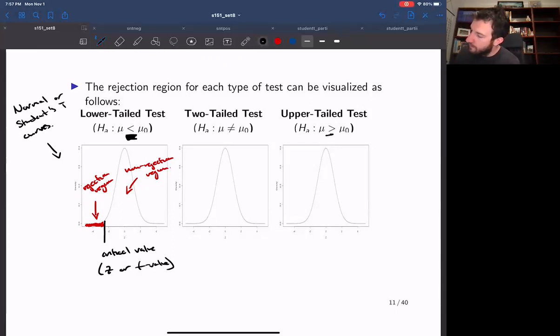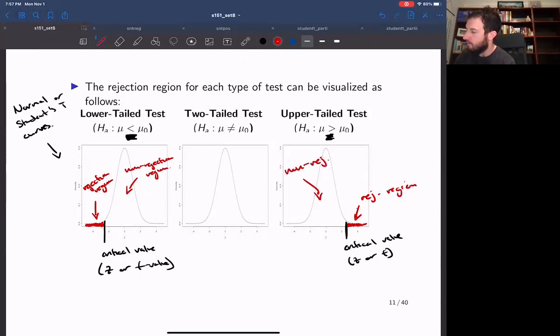Okay, we'll do the upper tail test next. The upper tail test is just the reverse of the lower tail test. So now we're going to have a critical value in the upper tail. So this is Z or T. And as a result, the rejection region is now in the upper tail. So this again is our rejection region, and this white unshaded part is the non-rejection region. Right?